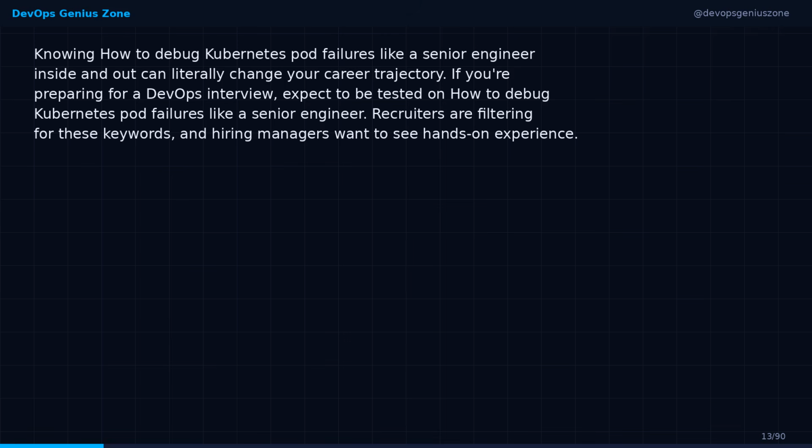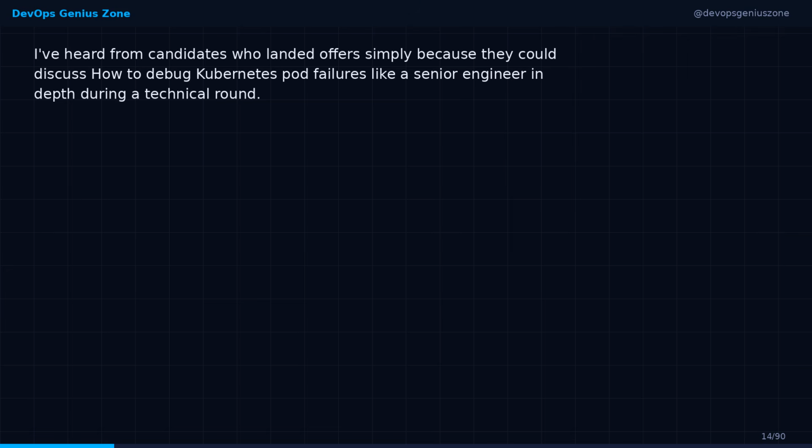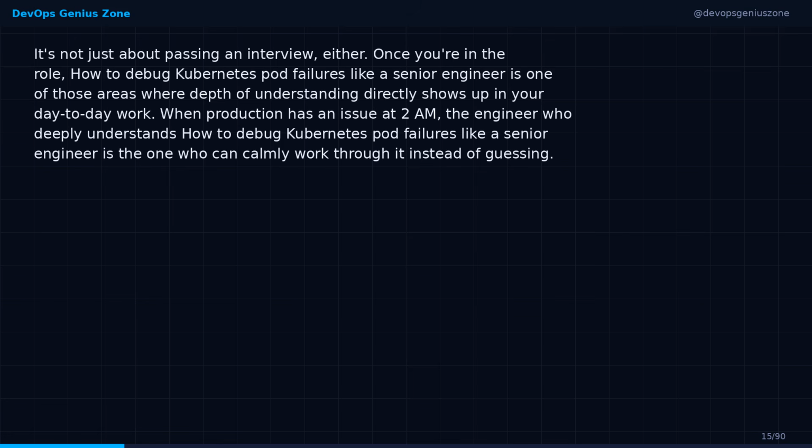It's not just about passing an interview, either. Once you're in the role, how to debug Kubernetes pod failures like a senior engineer is one of those areas where depth of understanding directly shows up in your day-to-day work. When production has an issue at 2 a.m., the engineer who deeply understands how to debug Kubernetes pod failures like a senior engineer is the one who can calmly work through it instead of guessing.